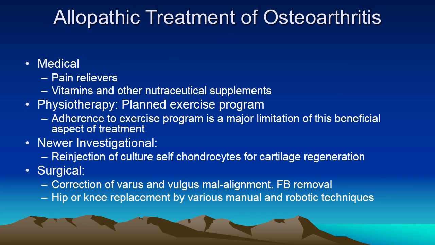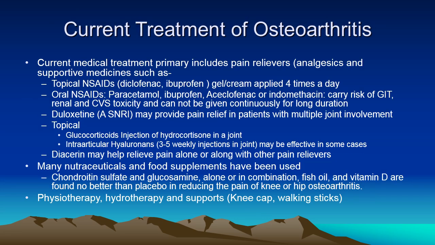Allopathic treatment is varied, and includes medical, physiotherapy, neuroinvestigational, that is re-injection of the cultured chondrocytes into the joint, and surgical is the final one, that is correction of the malalignment, removal of foreign body, and joint replacement by various methods.